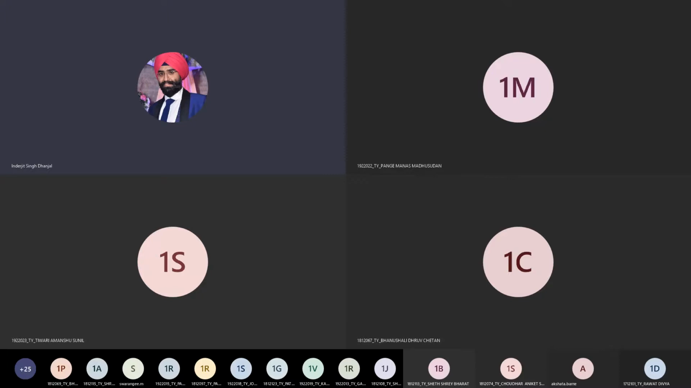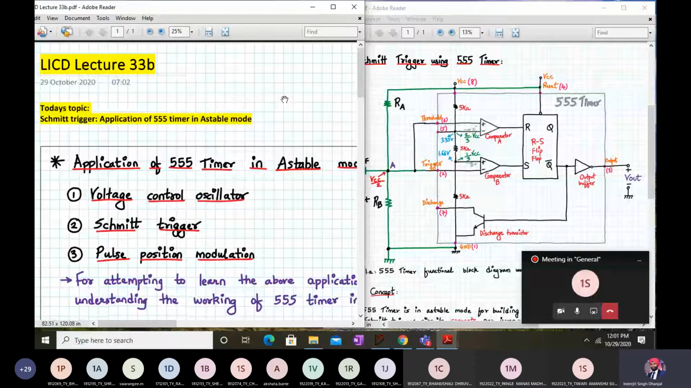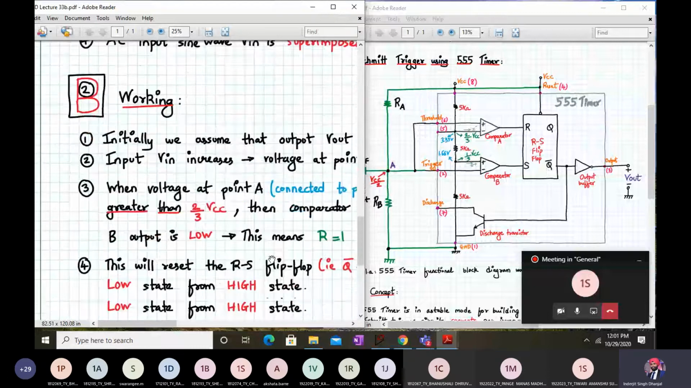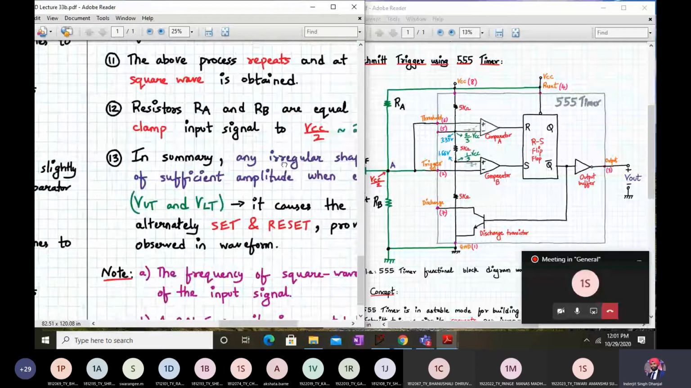Today we are going to discuss the second application of the 555 timer in astable mode, that is the Schmitt trigger. Everyone must be aware of a Schmitt trigger circuit. Let me show you the output first and then we'll come back to the working of it.